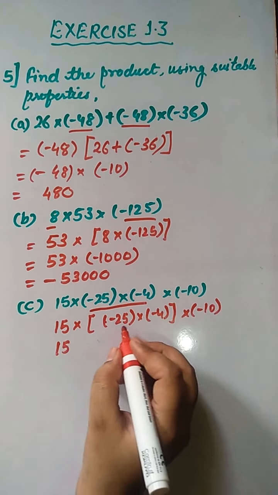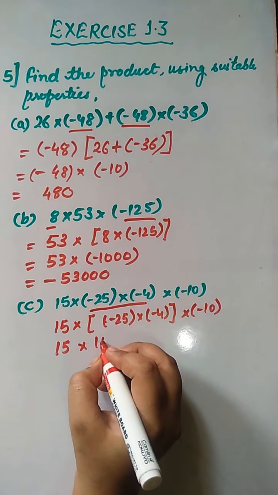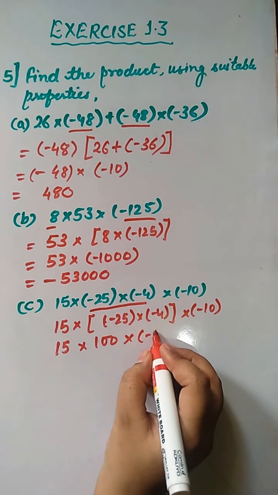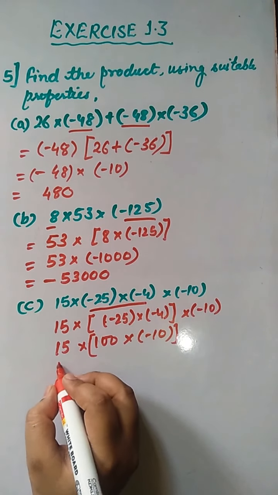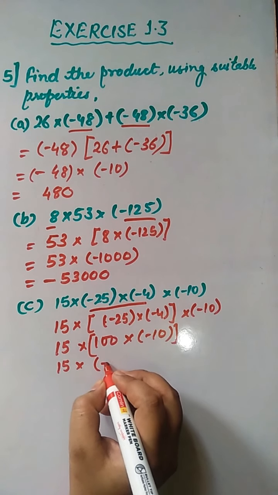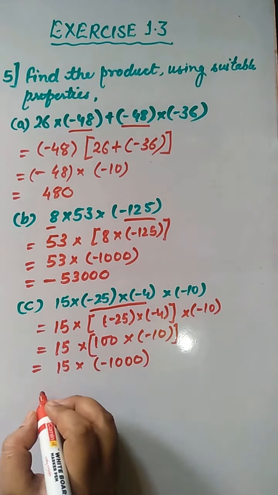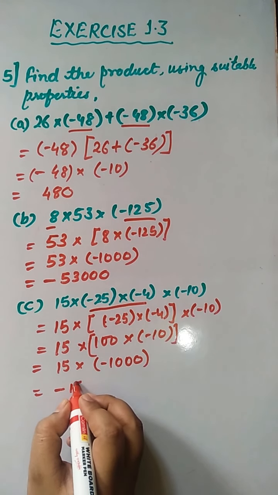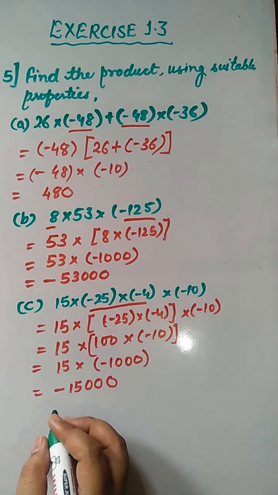So 25 into 4 is 100, minus minus will become plus. So 15 into 100 into minus 10, or you can multiply these two now together. So 100 into minus 10 will be minus 1000. So 15 into minus 1000 is how much? Minus 15,000. I hope these questions are clear to you. If not, kindly ask me in the comment section and in online classes.